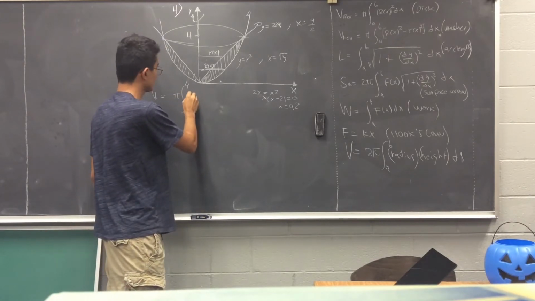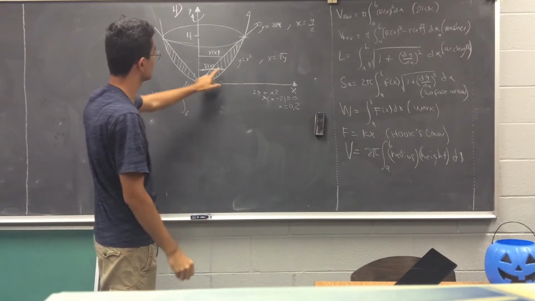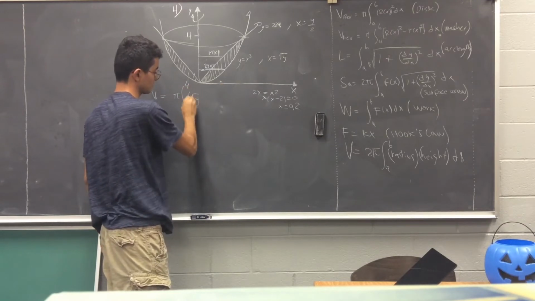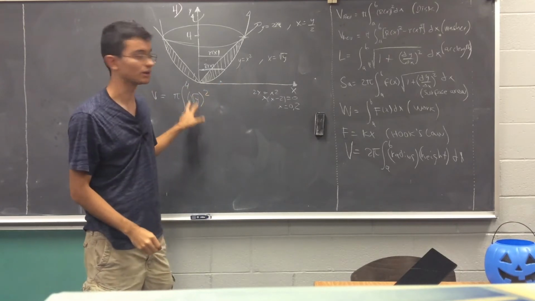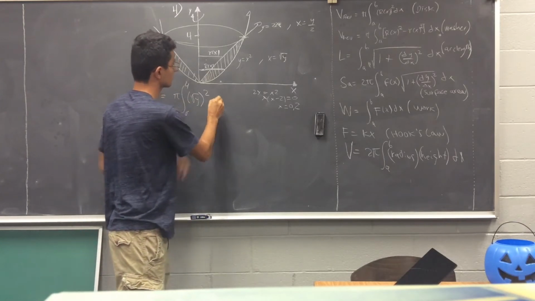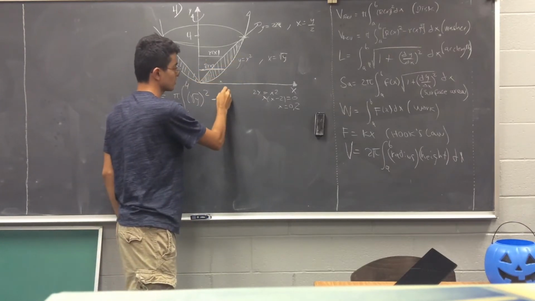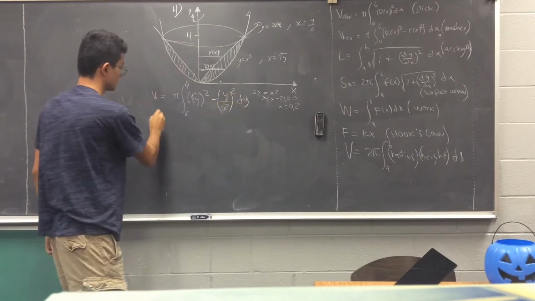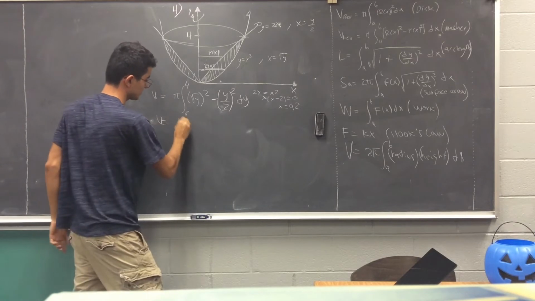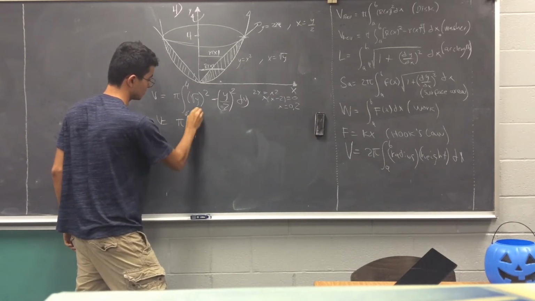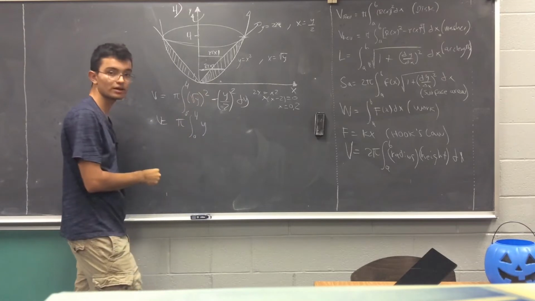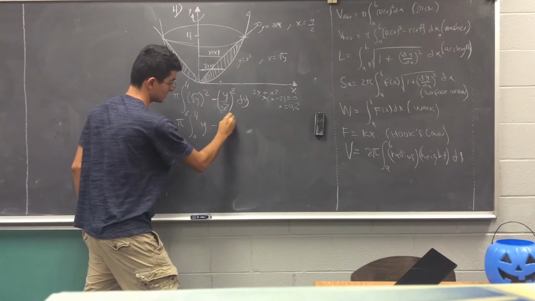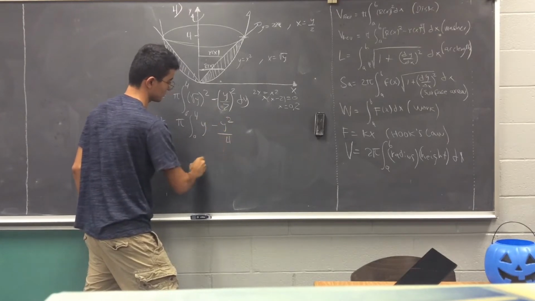So we're going to integrate from 0 to 4. And it's going to be r. So it's going to be the square root of y, right? So the square root of y, that's going to be the outer radius, minus the inner radius, which is going to be y over 2, squared, dy. So the volume is going to be equal to pi times the integral from 0 to 4 of y, right? Y, the square of the square root of y is y, minus y squared divided by 4. 2 squared is 4. dy.